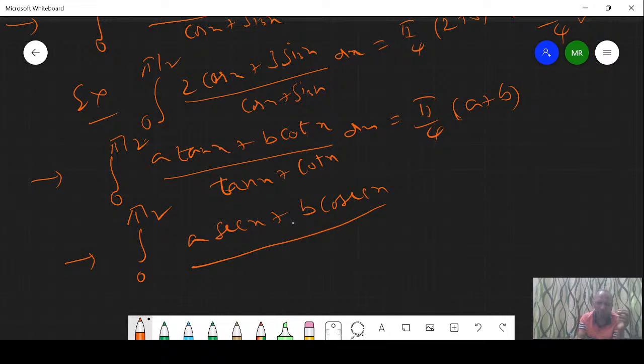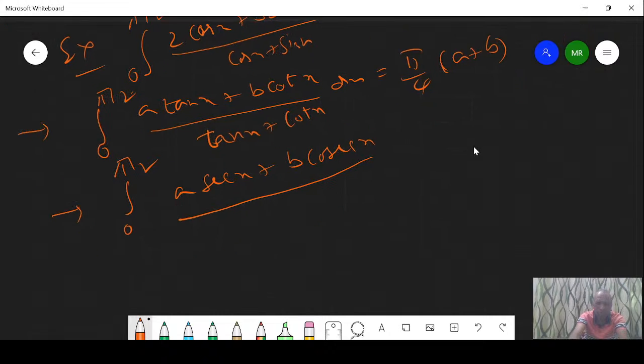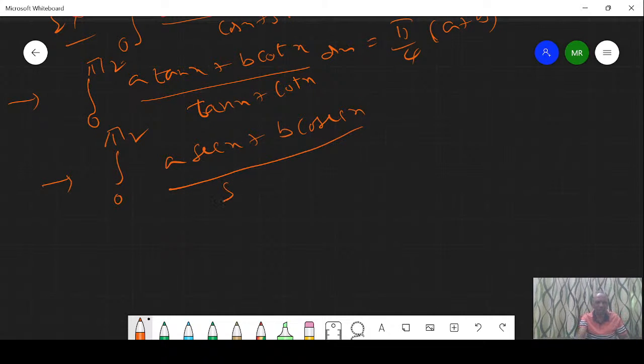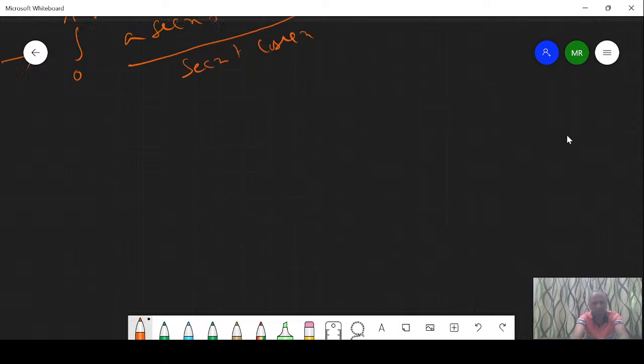A secant x plus B cosecant x by secant x. I can write here the integral of secant x plus cosecant x dx equal to pi by 4 into a plus b. A combination of secant and cosecant comes to pi by 4 into a plus b. So this also you can write, another set of formulae which they frequently ask.